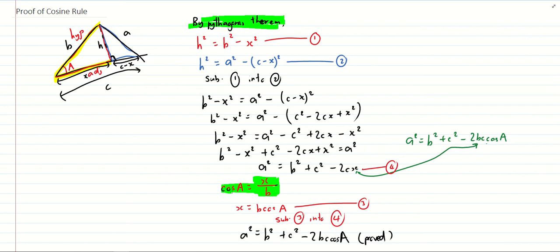In the next video, we will take a look at when we can apply the cosine rule to find unknown lengths and unknown angles. How is it different from the sine rule itself? All right, so stay tuned for the next video.